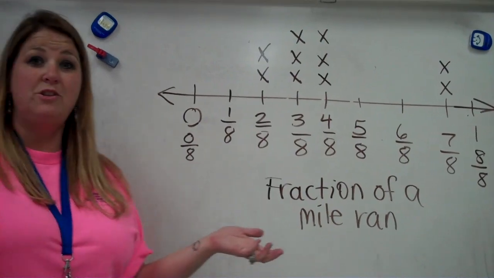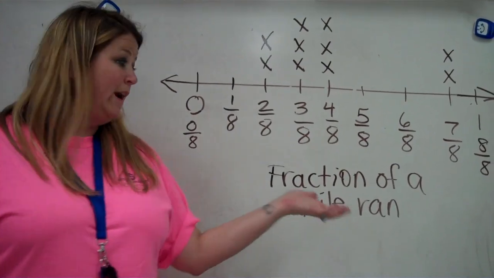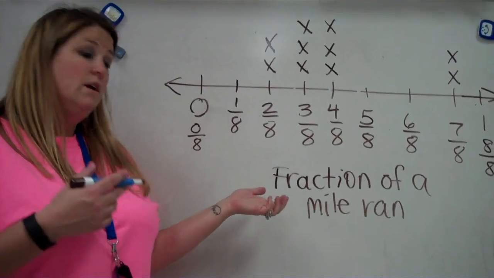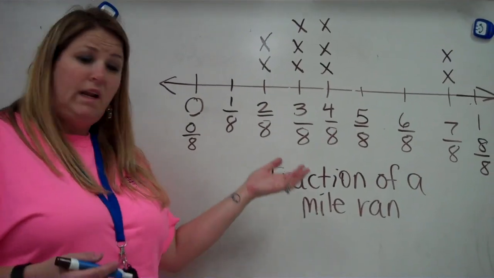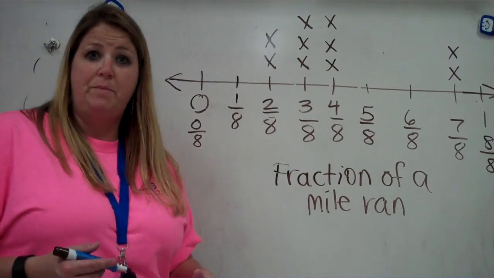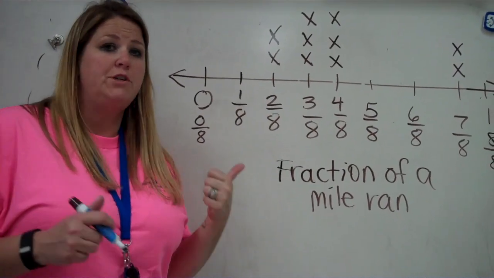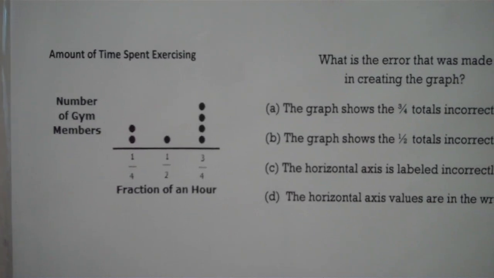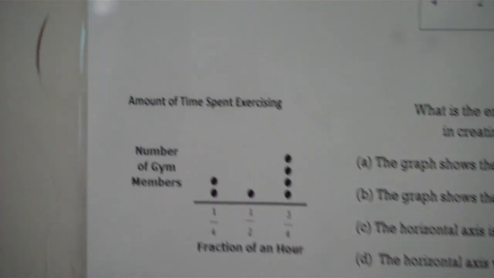Alright guys, so this is what it should look like. Fraction of a mile ran. You could have said part of a mile, you could have said lots of other different things, as long as you knew that these fractional pieces represent parts of a mile. Good job.